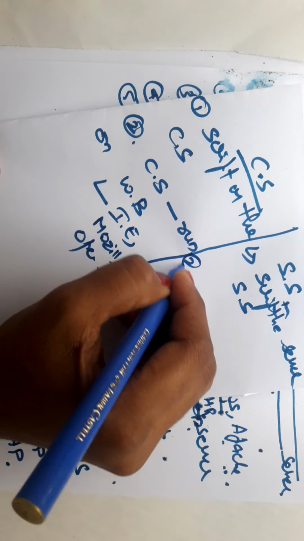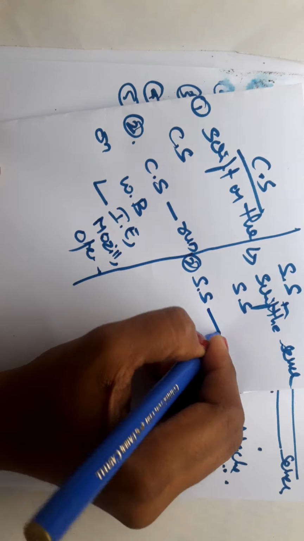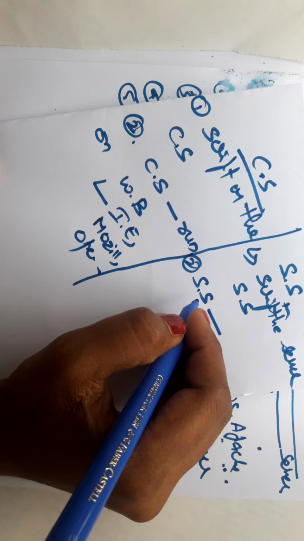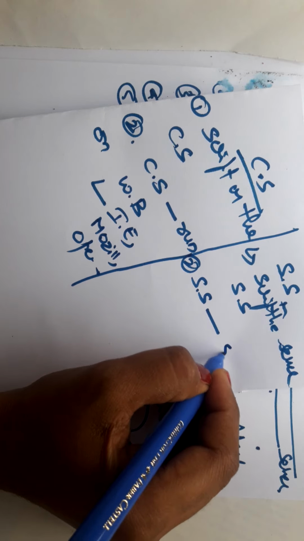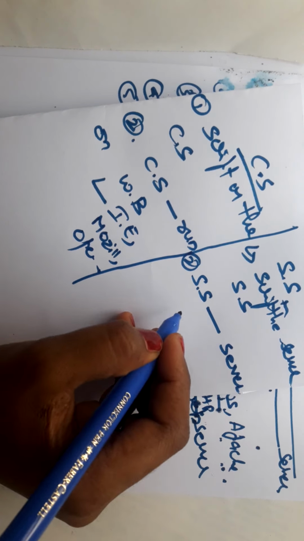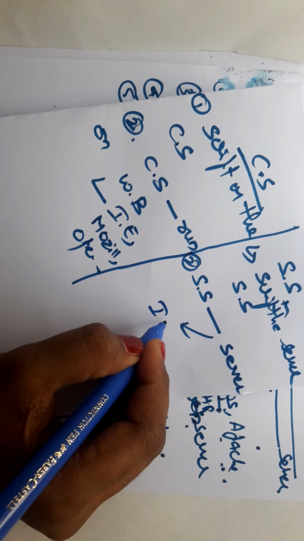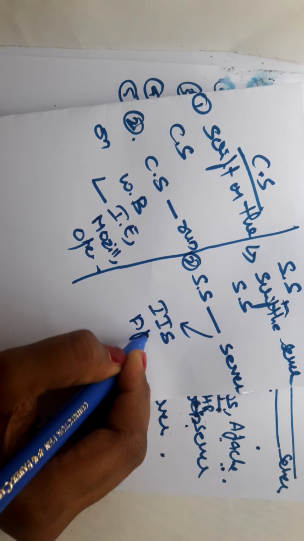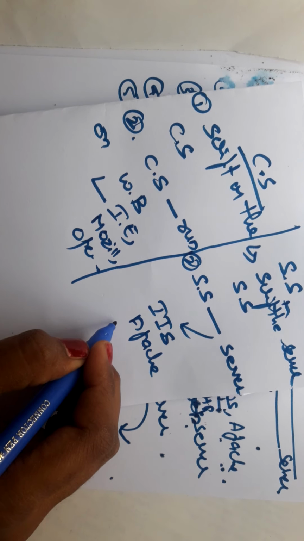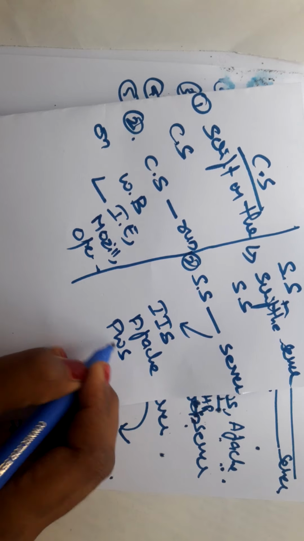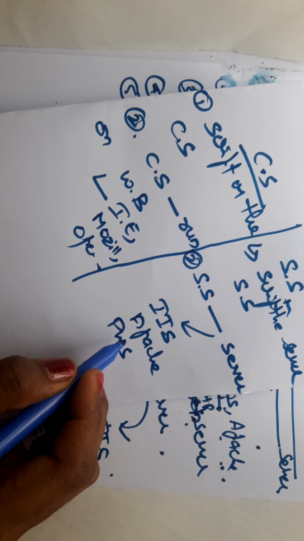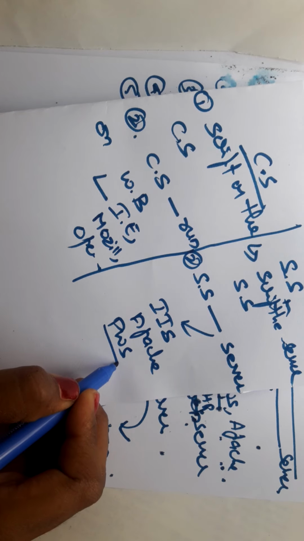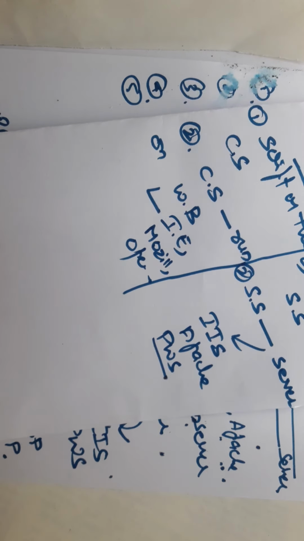Whereas server side script can be run on any server. What are the servers we can use? IIS you can use, Apache you can use, and PWS you can use. IIS is nothing but Internet Information Service, and PWS is nothing but Personal Web Server, and so on.